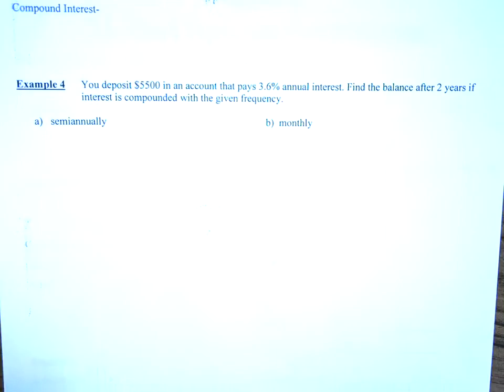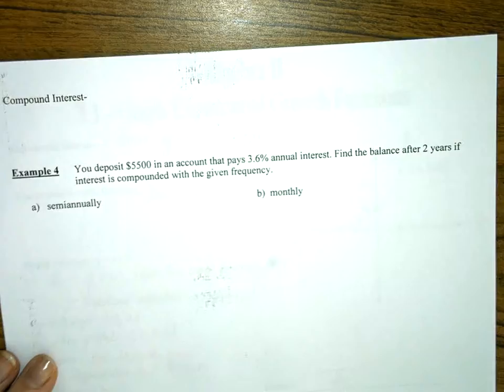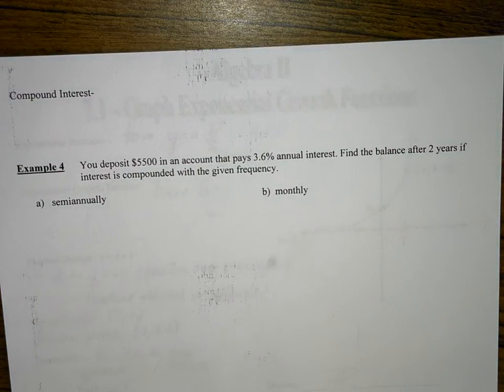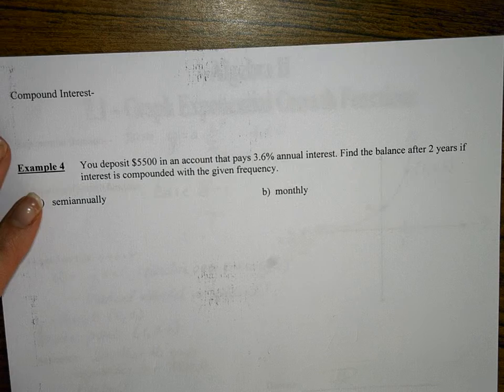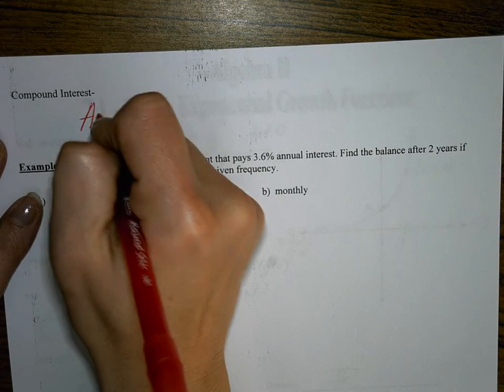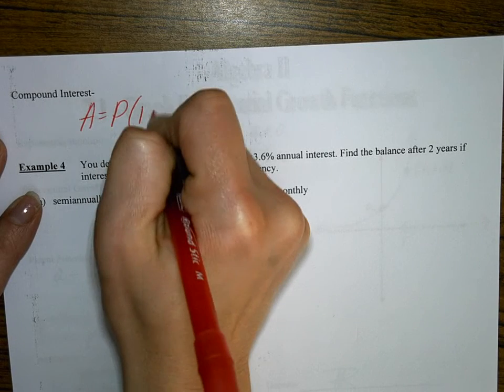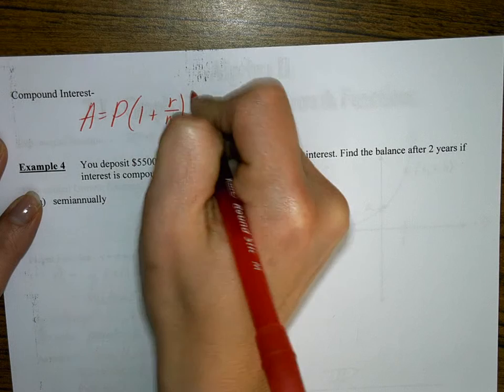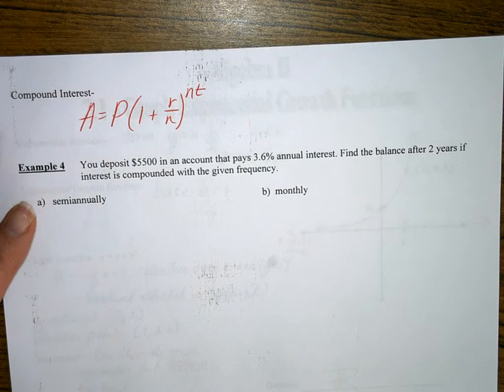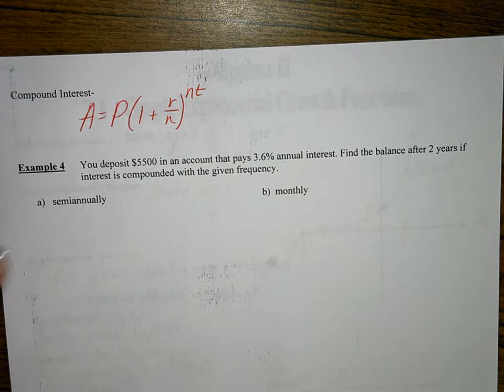All right, talking about compound interest. Everybody loves money. Dealing with compound interest, another formula you need to know, commit it to memory. A is equal to P, parentheses 1 plus R over N, raised to the NT power.